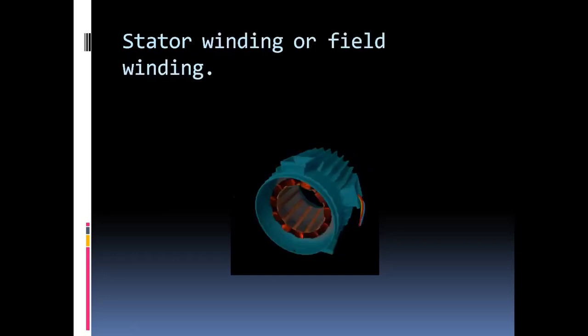The stator winding or the field windings. The three-phase induction motor is provided with a three-phase supply, and the three-phase supply is given to the stator windings, which are the R, Y, and B phases. These are then connected in delta or in star.